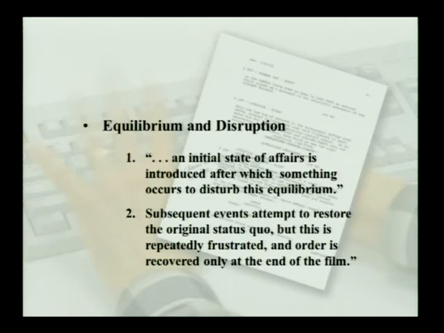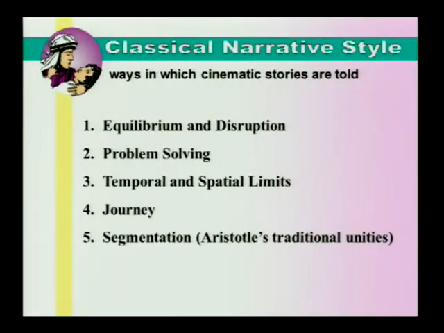So again, we enter the movie, everything's fine. Something happens that disrupts that equilibrium. Then usually it's someone who must come in and right it, return the equilibrium. And by the end of the movie, everything is put back together and we move on. All right?